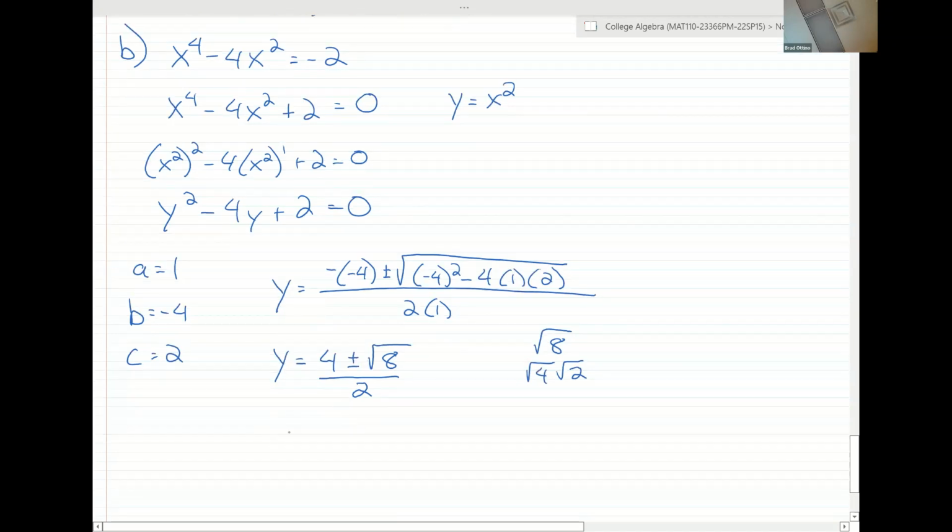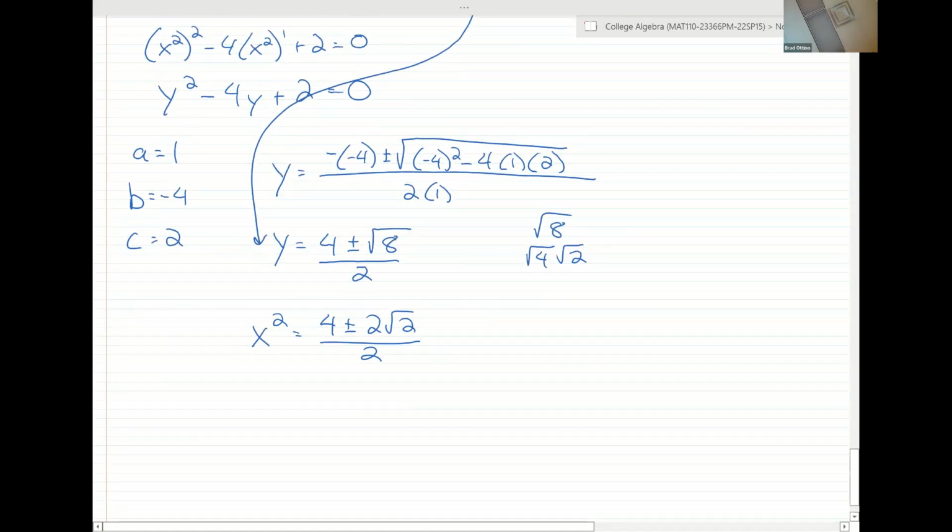We wind up getting, if we make our substitution back in, x squared is equal to 4 plus or minus 2 root 2 all over 2. Which we could still simplify. 4 divided by 2 is 2. 2 root 2 divided by 2 is just root 2.